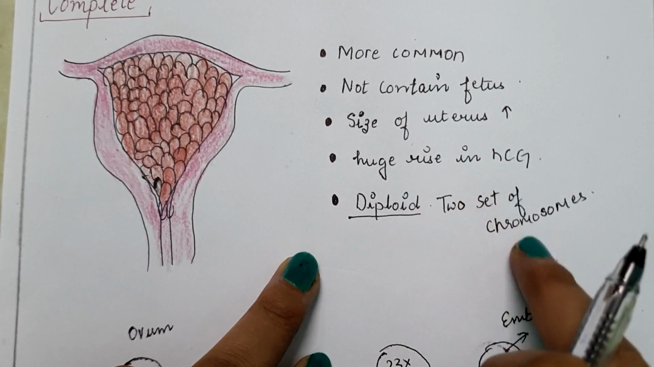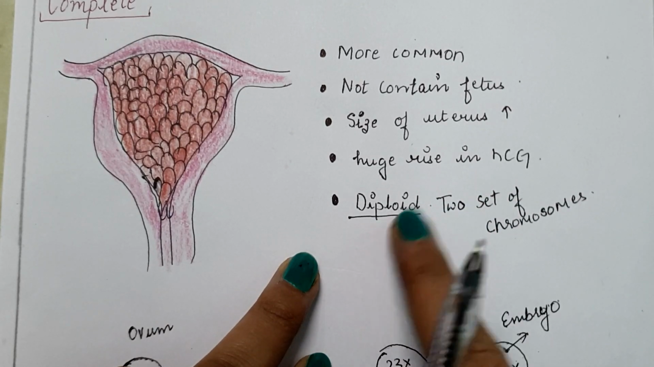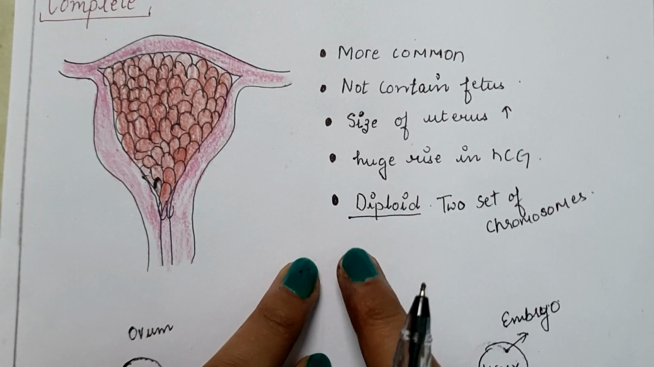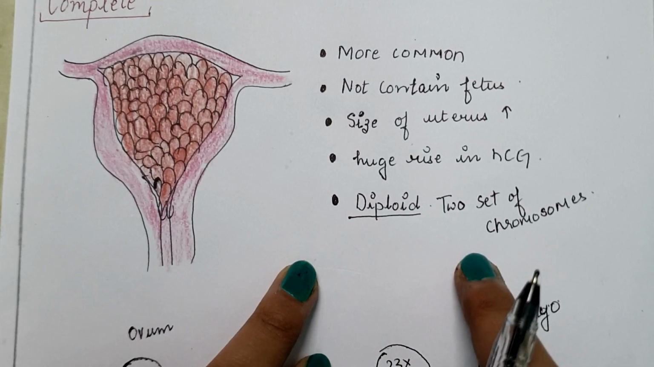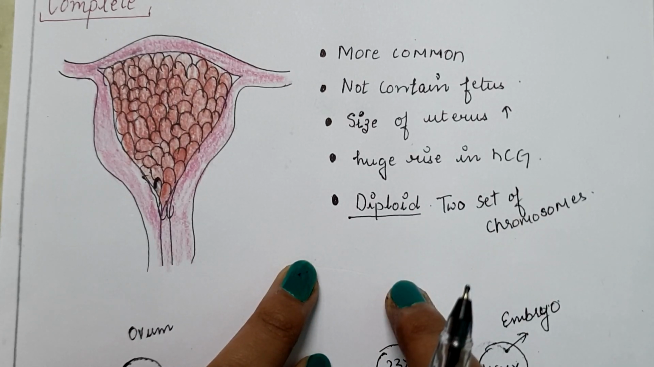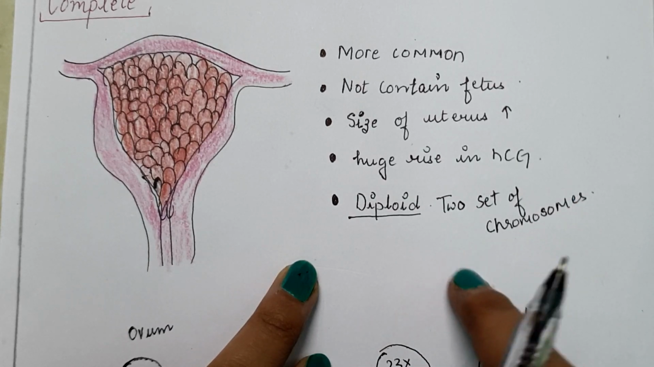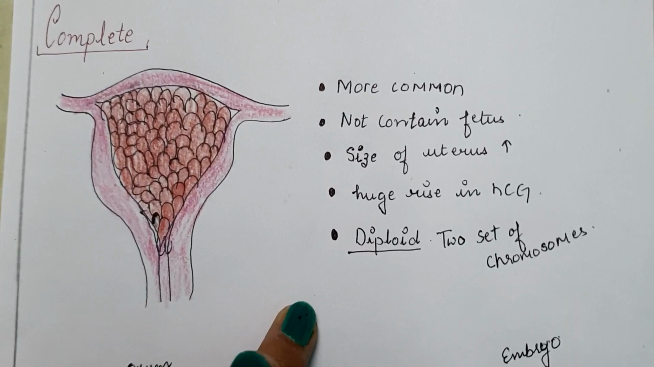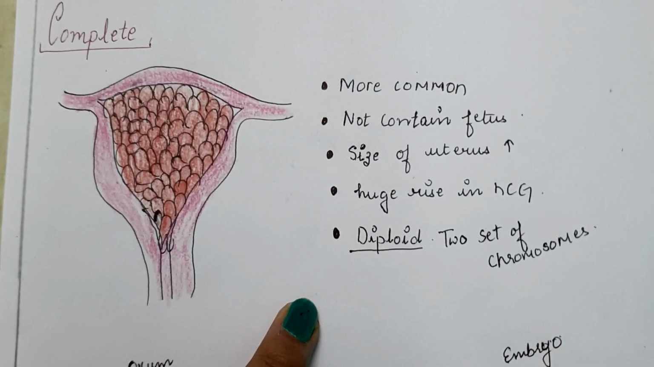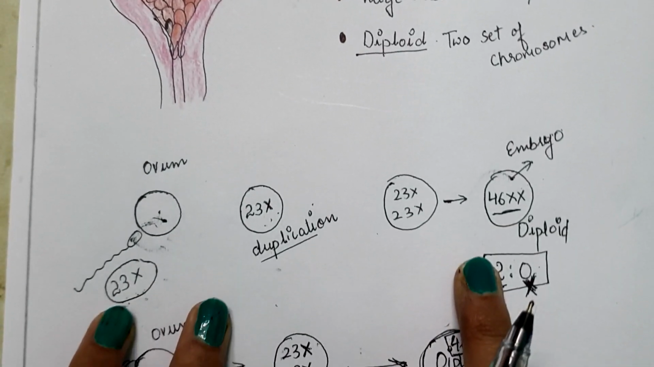Next is diploid, meaning the embryo contains two sets of chromosomes, which is known as diploid, and both sets of chromosomes come from the paternal side. There is no genetic material from the maternal side, and because of this abnormality, the absence of genetic material from the maternal side, the complete hydatidiform moles are formed. And how does this happen?